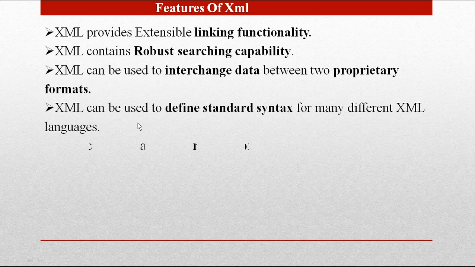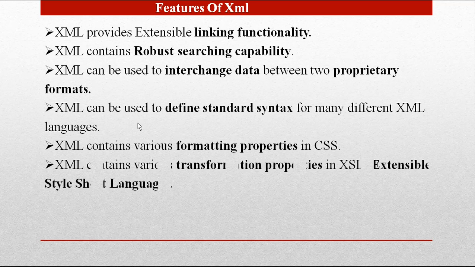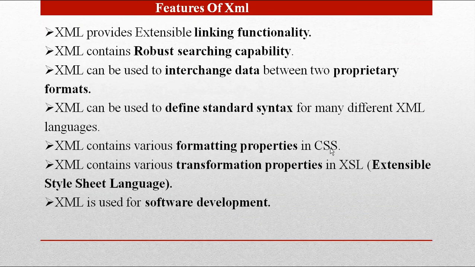XML can be used to define standard syntax for many different XML languages, and XML contains various formatting properties in CSS. What is meant by CSS? CSS means cascading style sheet, you know very well. And XML contains various transformation properties, that is XSL, the extensible style sheet language. So it is also used in XML. XML is used for software development, but on a very small scale. It is used in web development.